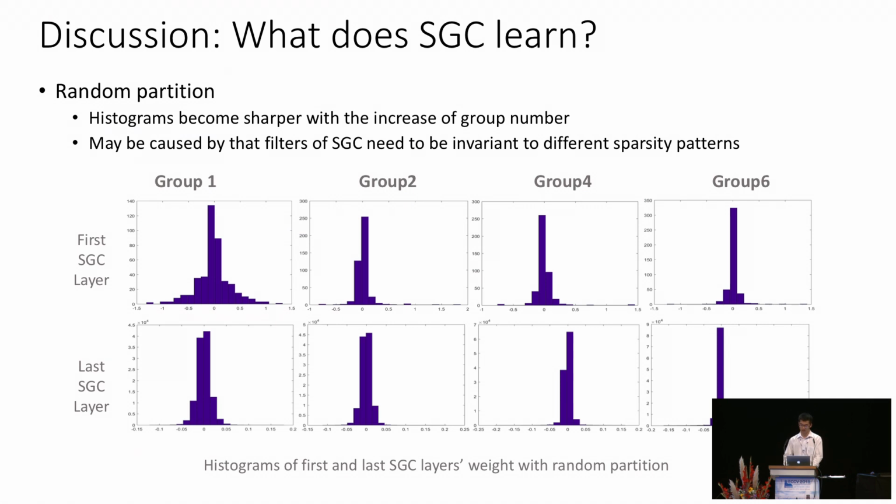One of the important questions about SGC is what does SGC learn? We visualize the histograms of learned width of SGC with random partition method. The histograms become sharper with the increase of group number. This may be caused by that filters of SGC need to be invariant to different sparsity patterns. So the values of filters at different locations had better be close to adapt to different sparsity patterns.